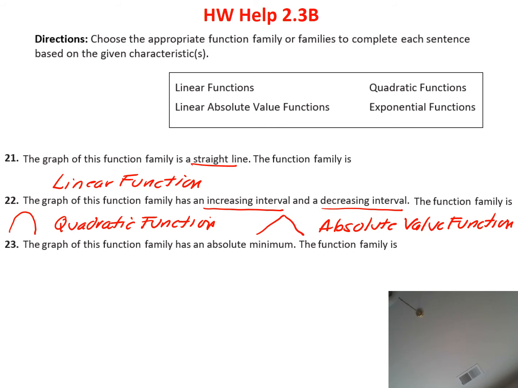23 says the graph of this function has an absolute minimum. Once again, there's two answers here. I could have a negative quadratic that goes down like that. There's an absolute minimum there. So it could be a quadratic. Or, once again, it could be the absolute value opposite that way. So there's two answers for that one.